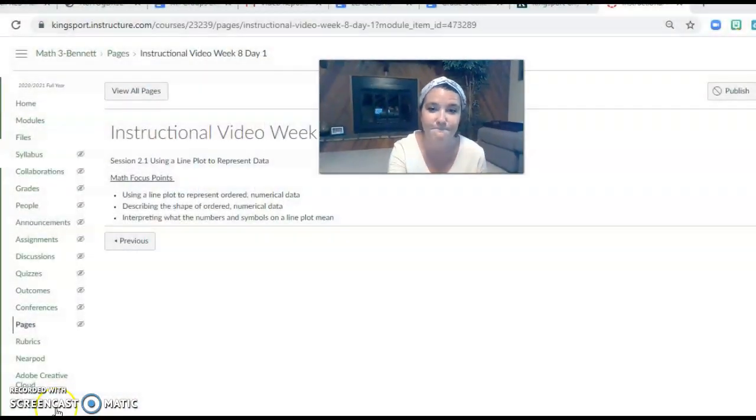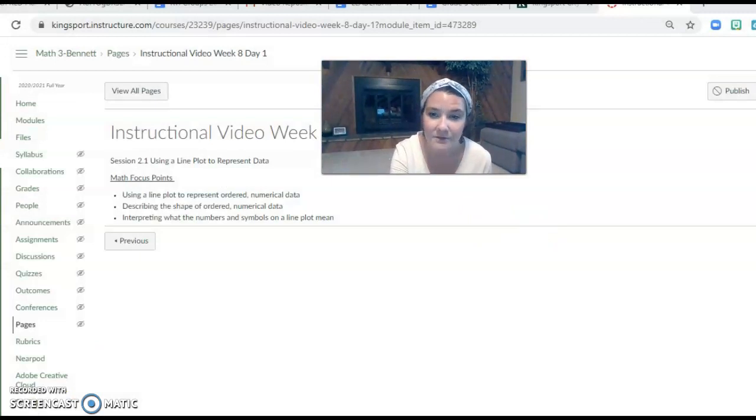Hey, third grade mathematicians. I am so excited today to continue our discussion about data and ways that we can display data. In our last lesson, we learned about a new way to display data using line plots. And so we're going to continue that discussion today. Before we get started with the lesson, we're going to review our math focus points, okay?